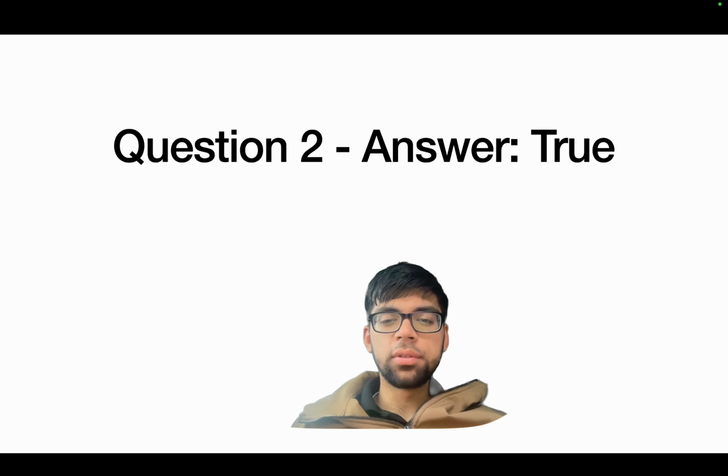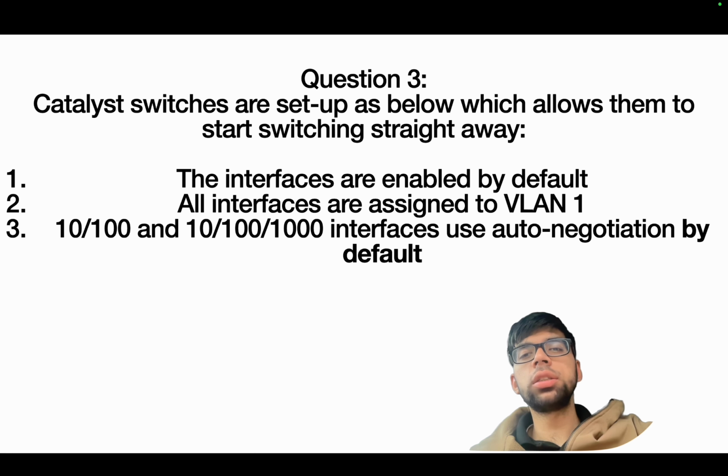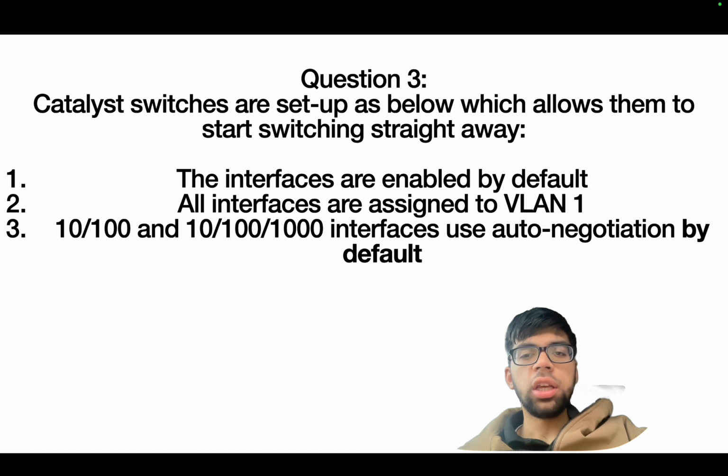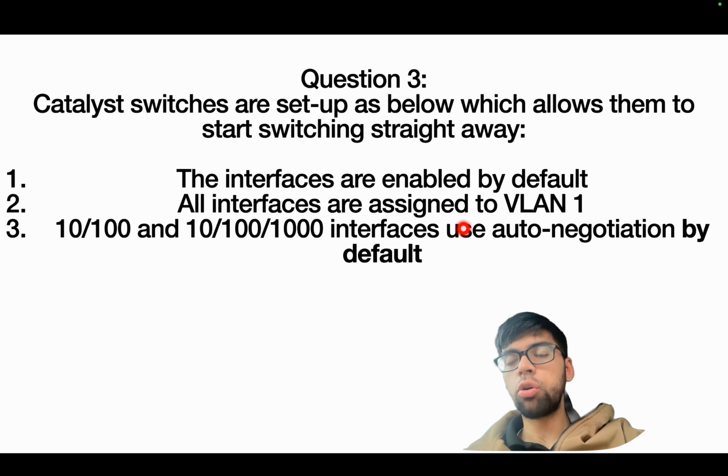Question number 3. A new Cisco Catalyst switch can start switching upon powering it on and connecting it with Ethernet cables. Why? Give 3 reasons. Okay, please have a think, and then resume the video when you are ready. Okay, 5, 4, 3, 2, 1, 0. And the answer is, firstly, the interfaces are enabled by default. All interfaces are assigned to VLAN 1, and 10/100 and 10/100/1000 interfaces use auto negotiation by default.